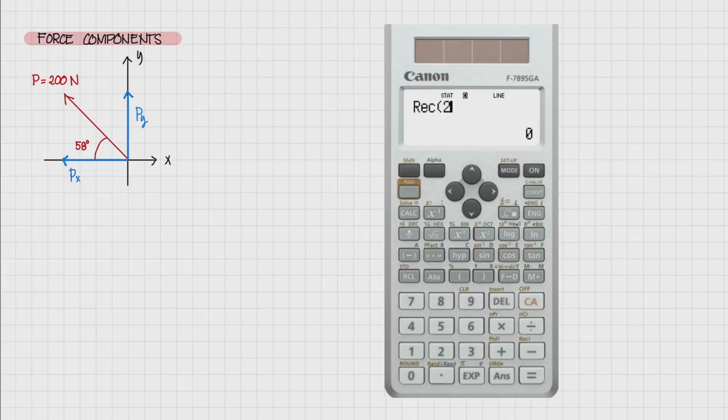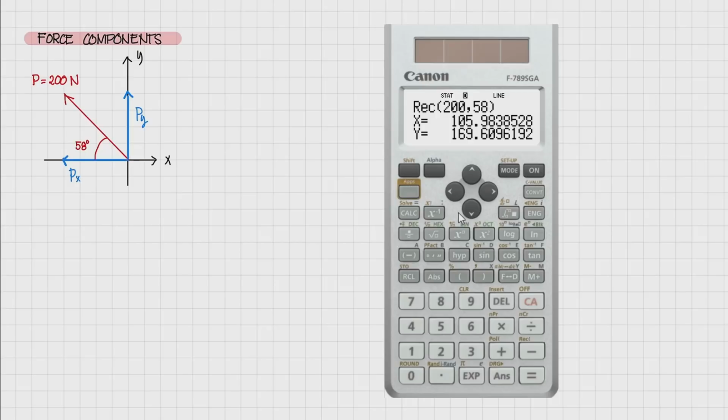So our r is 200 and our theta is 58 degrees. Click equals, and there you go. So you have your force components. For px, you have 105, and for your py, you have 169. Now, you'd notice na hindi tama yung signs natin, because your px should have a negative sign since it is going to the left from the origin of our x and y axis.